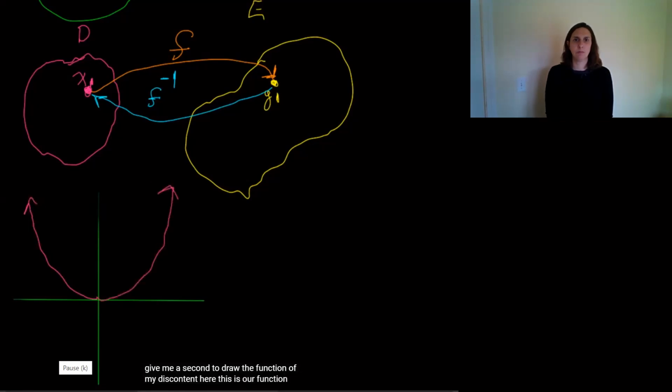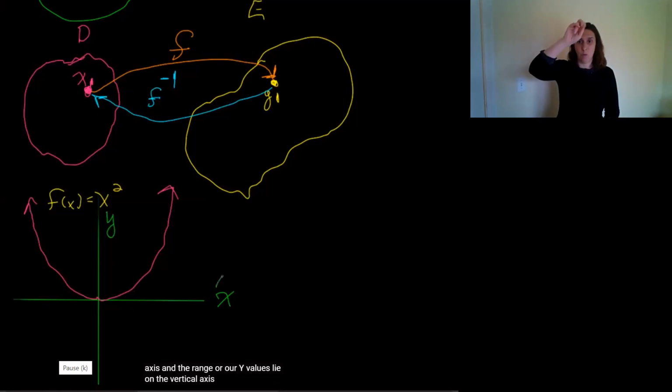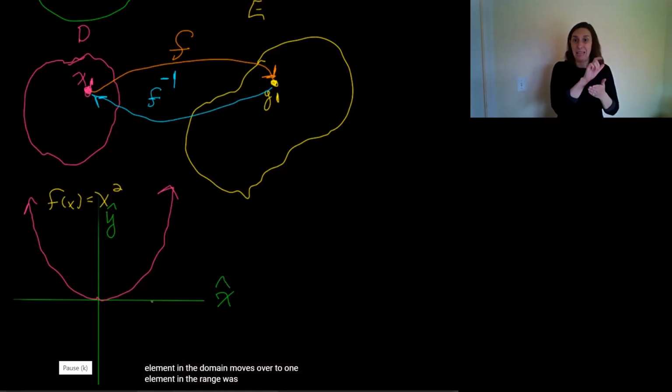This is our function f of x equals x squared. The domain, or the x values, lie on our horizontal axis, and the range, or our y values, lie on the vertical axis. This idea that one element in the domain moves over to one element in the range was what we knew as the horizontal line test.